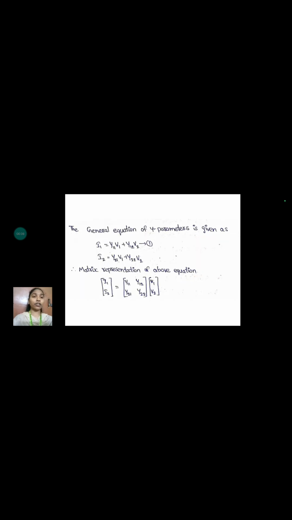The general equation of Y parameters is given as I1 is equal to Y11 V1 plus Y12 V2, I2 is equal to Y21 V1 plus Y22 V2. Matrix representation of the above equation: [I1 I2] is equal to the matrix of [Y11 Y12; Y21 Y22] into [V1 V2].